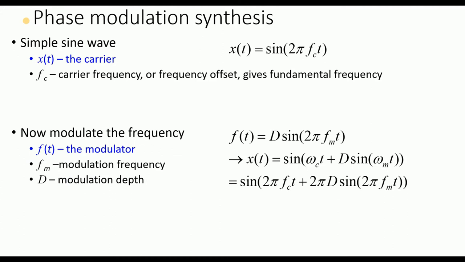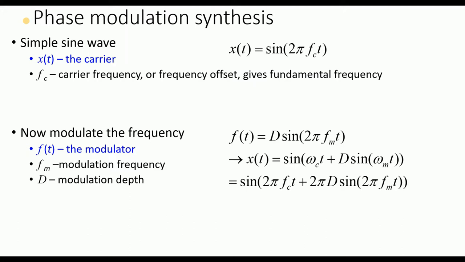So, consider again our simple sine wave. Let's not worry about the amplitude of the sine wave, because we just want to capture the basic property. This sine wave is going to be the carrier, so we'll refer to its frequency as the carrier frequency, f sub c. It's also known as the frequency offset, because however much it's modulated is offset by this amount, and it gives a sort of fundamental frequency of the modulated signal. So now let's go ahead and modulate that frequency with a different sinusoid.